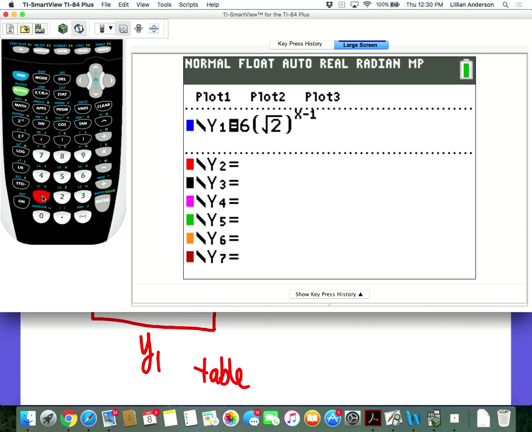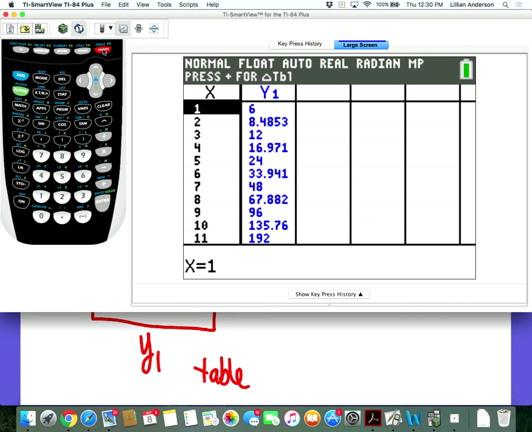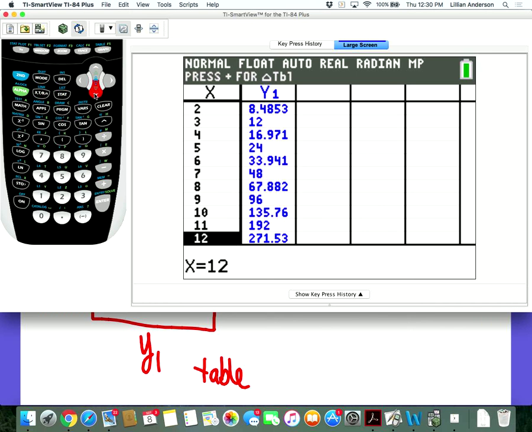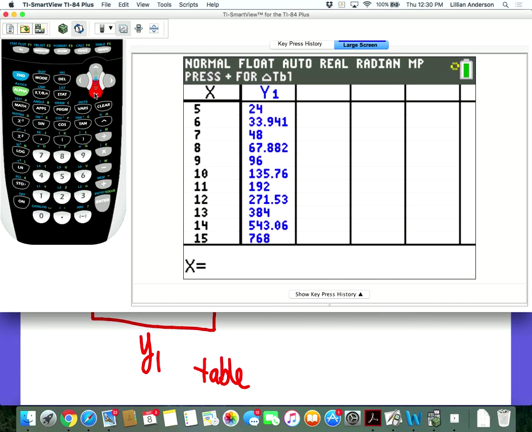Okay, remember, I can't plug in n. I have to use x because that's the only variable that the calculator will take. And then I'm going to go to second graph. And there you go. 6 square root of 2 is 8.4853. There's 12, so on and so forth. So I'm going to go down and try to figure out where I exceed 1400.